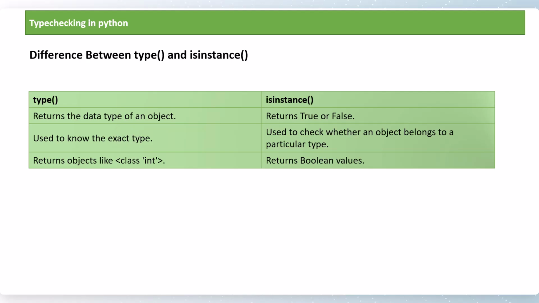The difference between type and isinstance: type is going to return the data type of an object, whether it is a string, int, or float. But isinstance is going to return true or false. Type is used to know the exact type, but isinstance is used to check whether an object belongs to a particular type or not. The type function returns objects like class int, but isinstance returns boolean values like true or false.